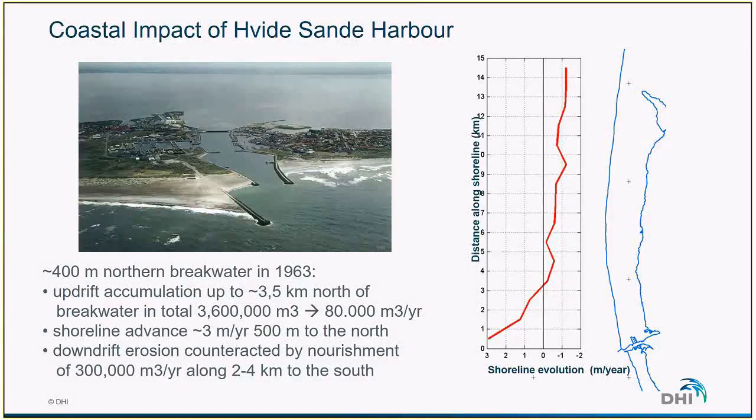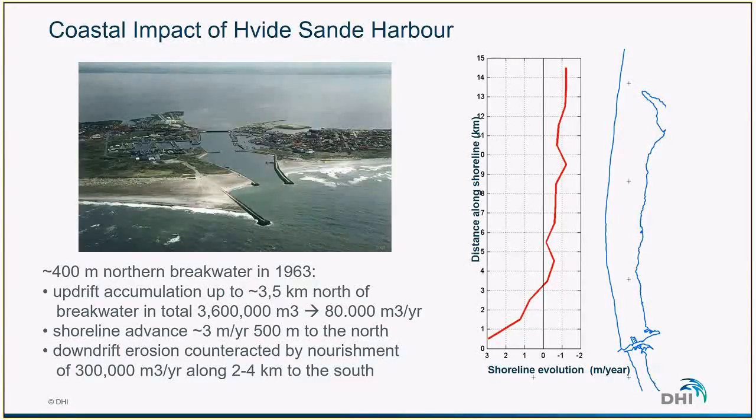So in 1963, a new breakwater was constructed, about 400 meters long, and basically this breakwater was blocking most of the sediment transport. So this led to an updrift accumulation of a lot of sand, on average 80,000 cubic meters per year. And it's been estimated that this accumulation extends up to 3.5 kilometers north of the breakwater.